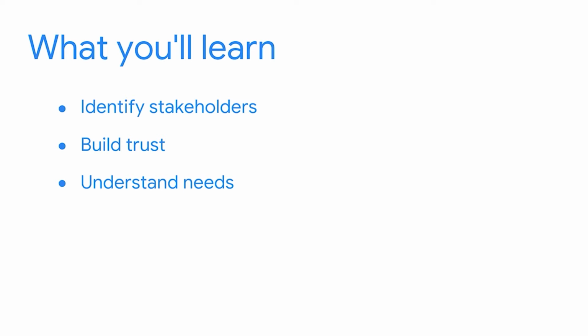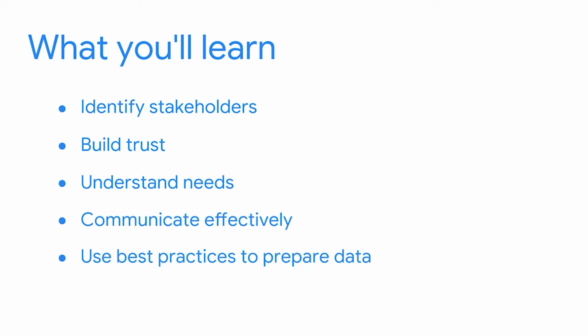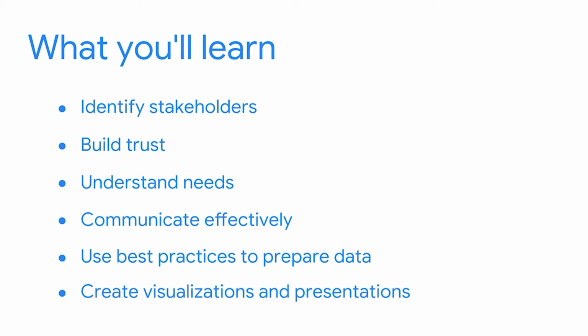In this part of the course, you will identify stakeholders and how to build trust with them. It all starts by understanding what they need from you and communicating effectively with them. You'll learn best practices to prepare data to share with them. Typically, stakeholders don't need all of the metrics that are available, so you need to choose which metrics to share. And after you prepare the data, you also need to create visualizations and presentations that summarize your findings and insights. You will learn about and practice these tasks in the upcoming lessons and activities.